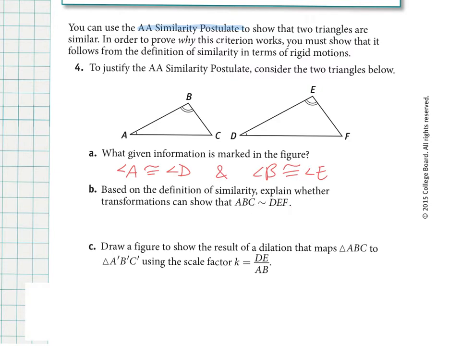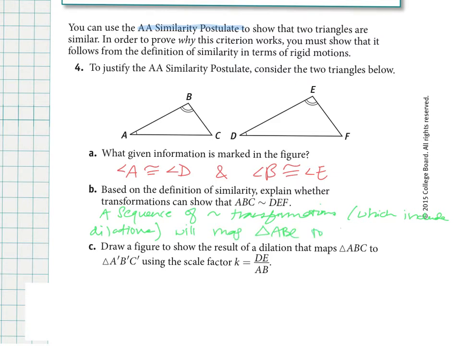So think about this, right? A sequence of similarity transformations will map these two triangles on top of each other. Remember, similarity transformations can include dilations, because that can change the size. That's okay to do. So let's go ahead and answer this question. We're going to say a sequence of similarity transformations, which include dilations, will map triangle ABC to triangle DEF.